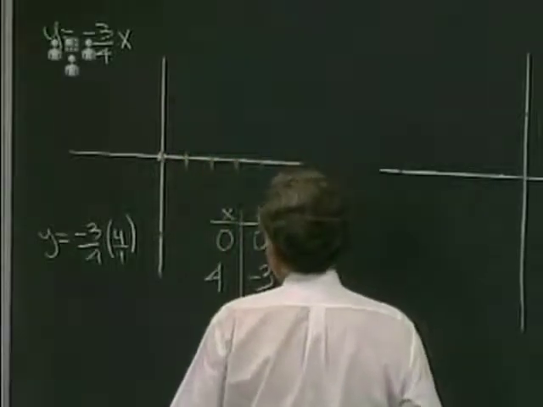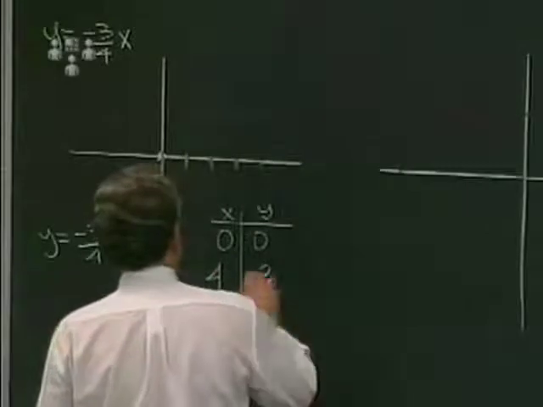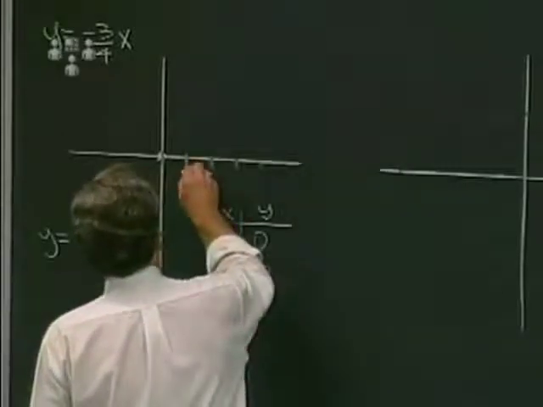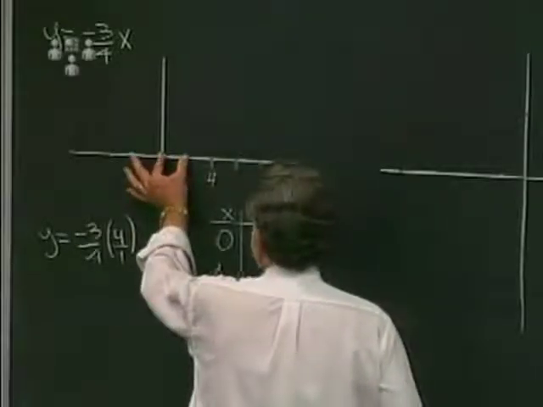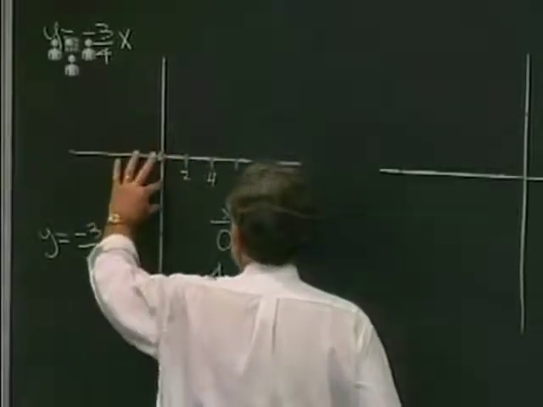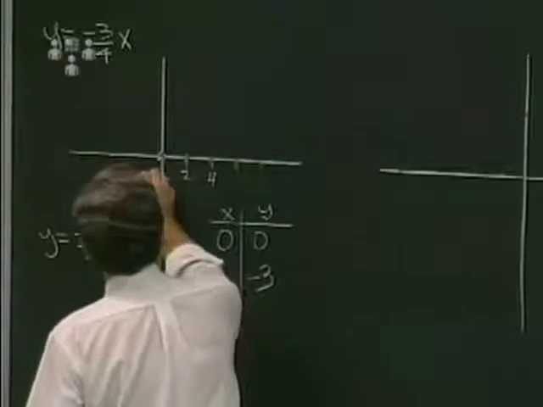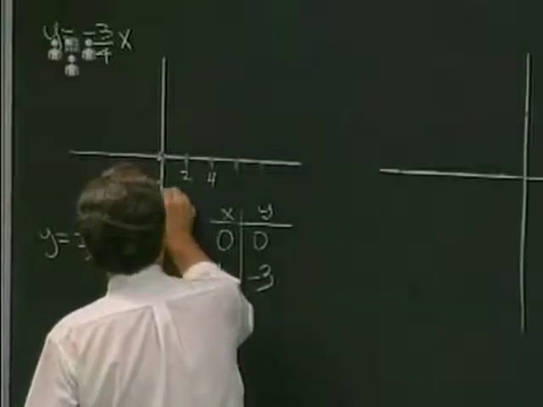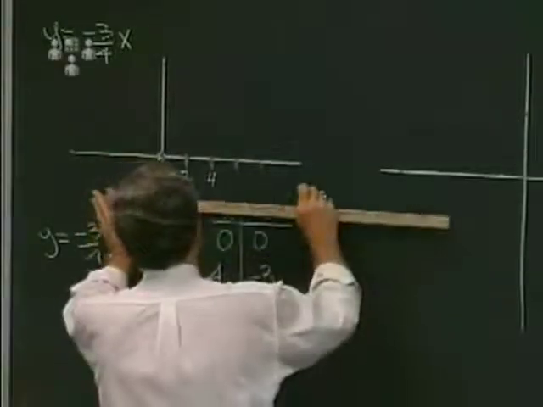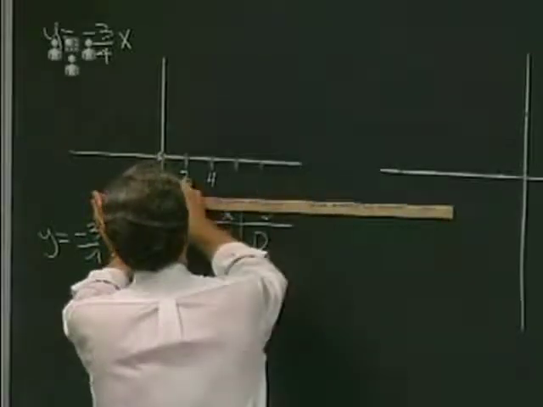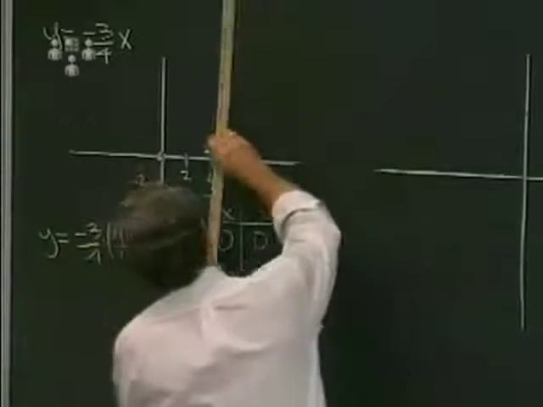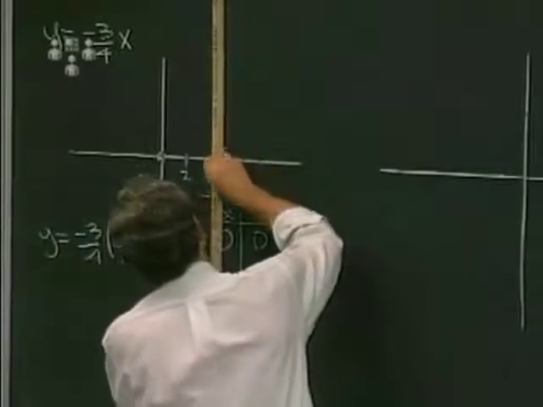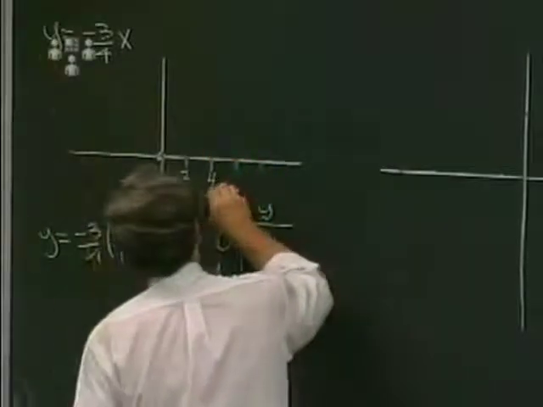I'm not real pleased with that because with the scale I have, my negative 3 is going to be down here. So let's call this 2, this 4, just so I have the scale so I can use it. This is negative 2, negative 4. So if I think of where 4, negative 3 is, here is the point 4, negative 3, and I have a point right here.